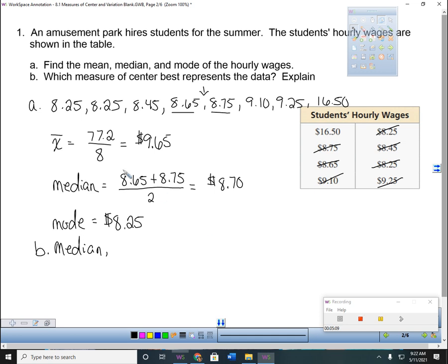And the reasoning for that is because the average, or the mean, is above most of the data. And the mode is below most of the data.